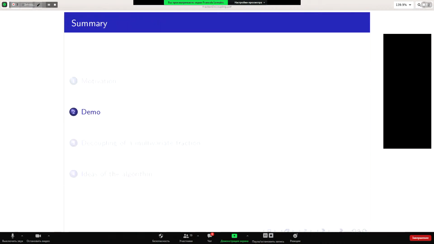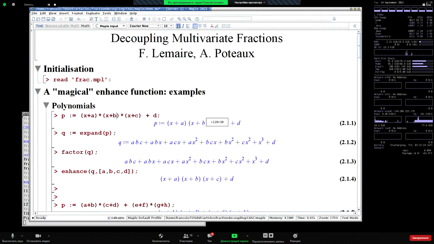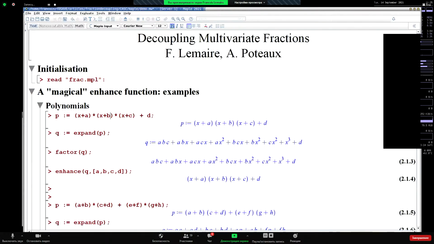Okay, so we are ready for a small demo. So the demo is made with some magical term. In fact, I will present you a magical function, which is obviously not magical, on a few examples to explain to you how the algorithm is working behind.